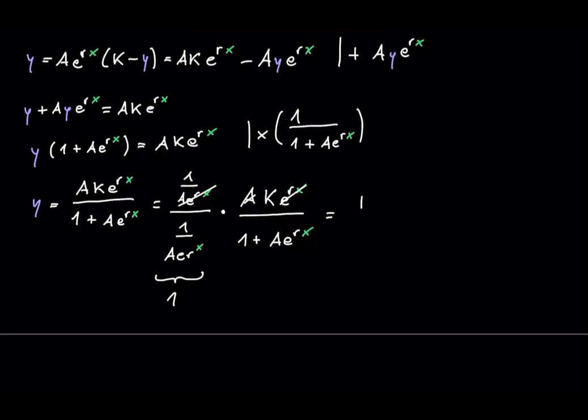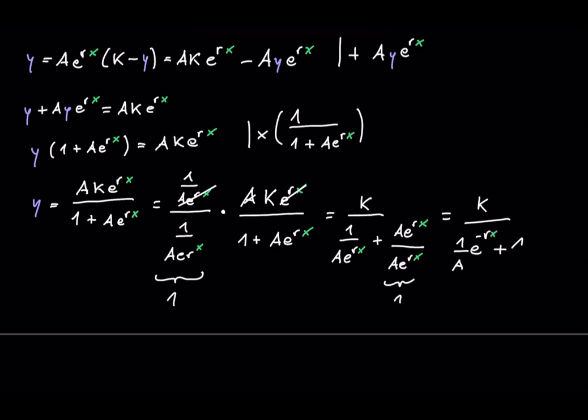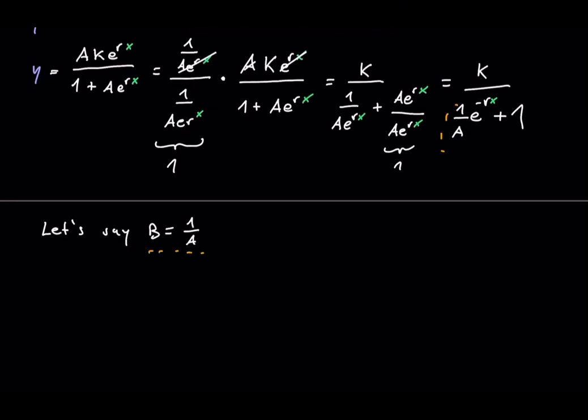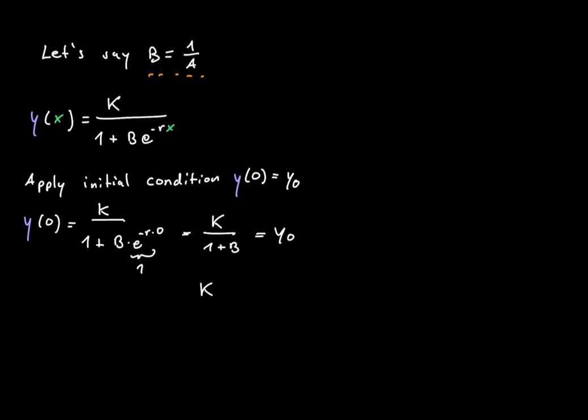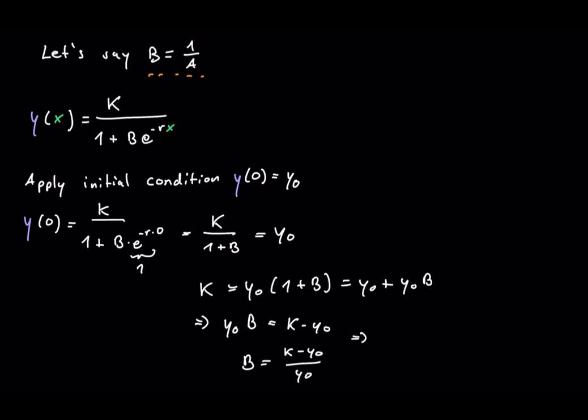Simplify by dividing top and bottom by a e to the rx to get y equals k over 1 plus 1 over a times e to the negative rx. Rename 1 over a as b, and we have y of x equals k over 1 plus b e to the negative rx. Now apply the initial condition y of 0 equals y naught. Plug in x equals 0. Y naught equals k over 1 plus b. Solve for b equals k minus y naught over y naught. Substitute back: y of x equals k over 1 plus k minus y naught over y naught times e to the negative rx. This is the famous logistic curve. It starts with exponential growth and then levels off at the carrying capacity k.